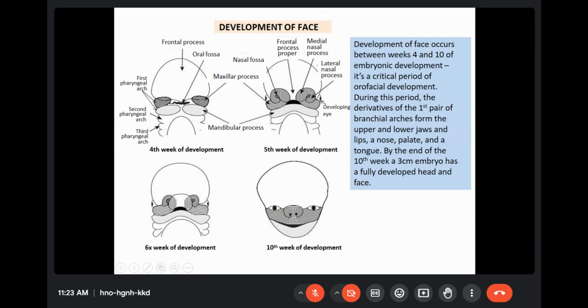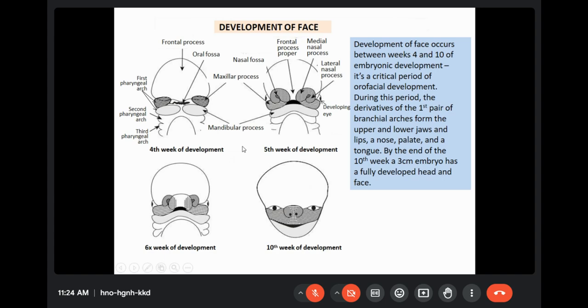And now we will discuss the development of the face. The critical period for face development is between weeks 4 and 10 of embryonic development. It is a critical period of orofacial development, and it means that if something bad happens to the pregnant woman or to the embryo in this period between weeks 4 and 10, it can affect the correct development of the face.